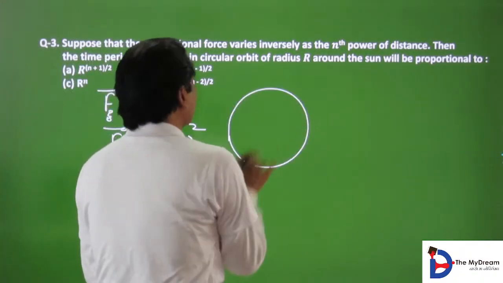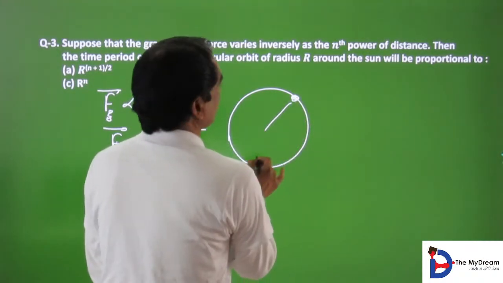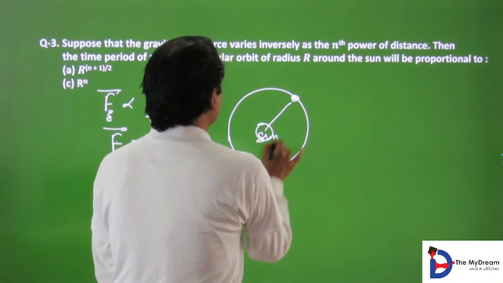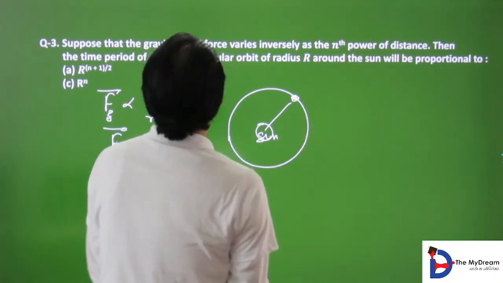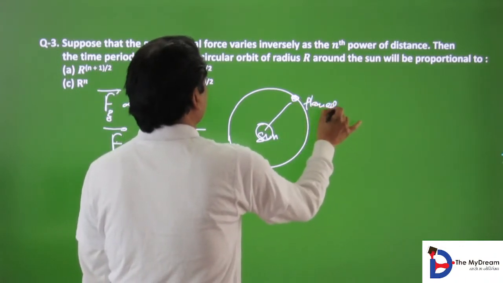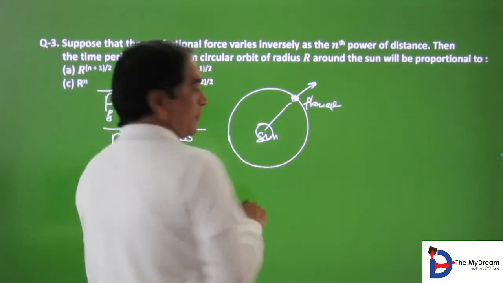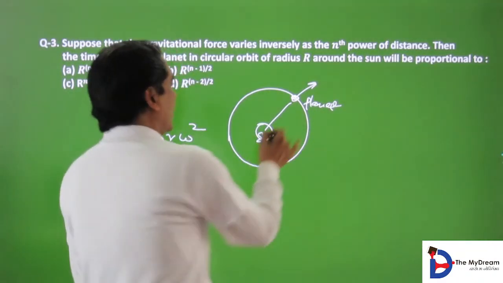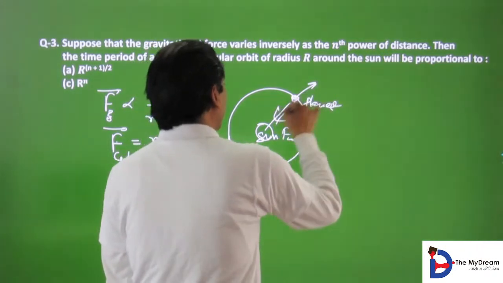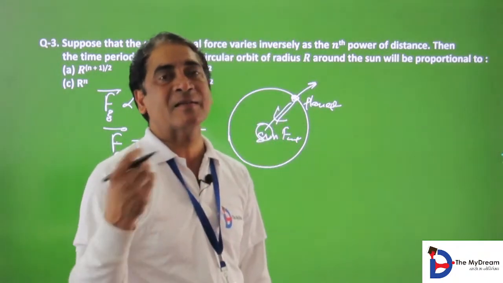As it moves around the sun, this is the planet, so as the gravitational force is meant for attraction and the centripetal force acts toward the center, it will counter it. Net force on the system will become 0, or you can say the system is in equilibrium.